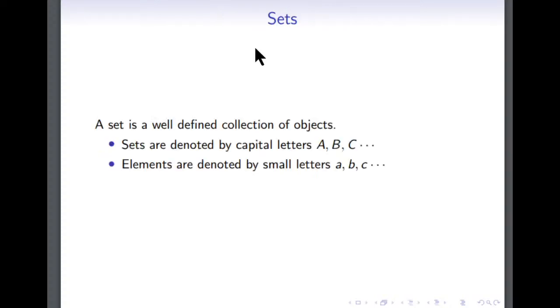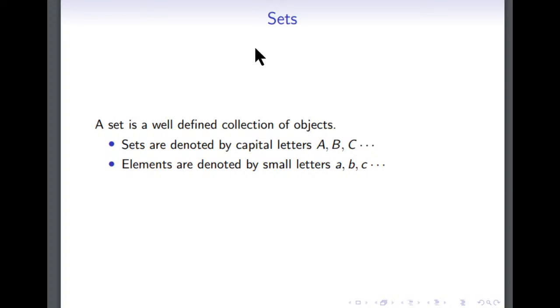First of all, you must have studied sets. What are sets? A set is a well-defined collection of objects. Now in this definition there are some keywords. The first keyword is well-defined. And what do you mean by well-defined?